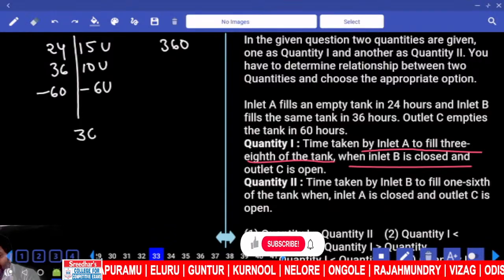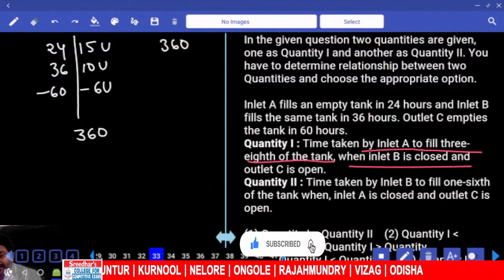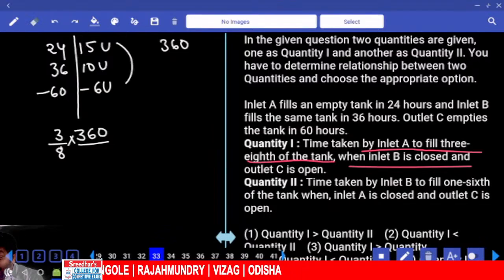So total tank capacity 360. We have to fill only 3/8 of it, 3/8 of this one. When B is closed but A and C are open, that does 9 units. We'll calculate it later.